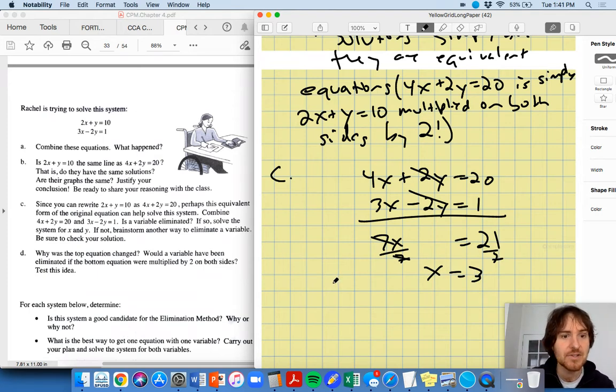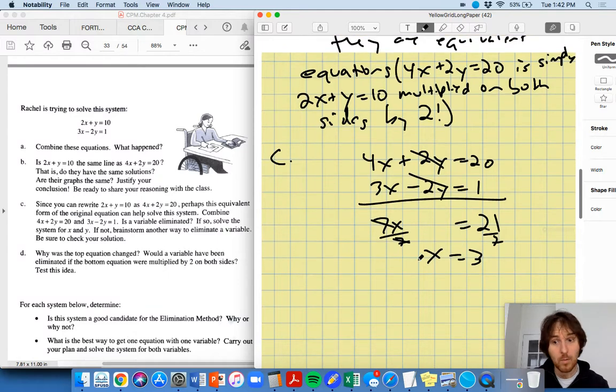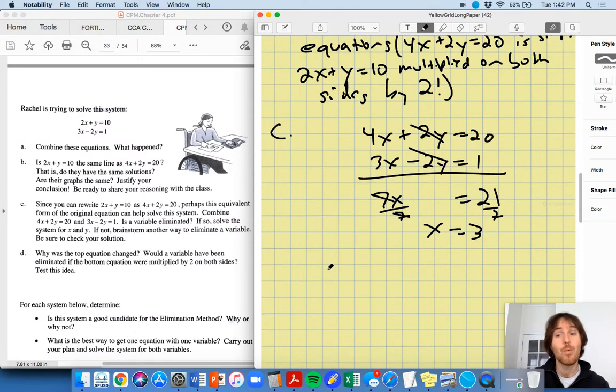And then it says solve the system for x and y. So I've got one equation, one variable. I want to get the other variable here. So let's go to that 3x minus 2y equals 1. 3 times 3, I'm going to write.